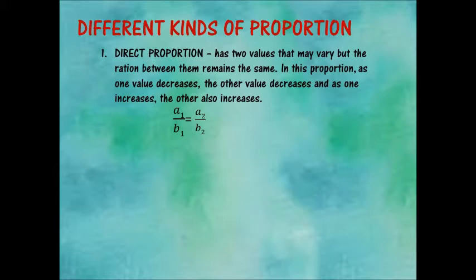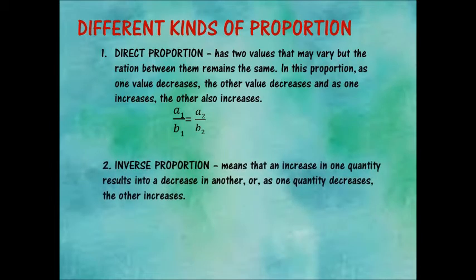Ibig sabihin lang, kung yung isang variable natin ay nagdi-decrease, yung isang variable pa doon sa given situation na yon ay nagdi-decrease. At kapag nag-increase yung isa, mag-i-increase din yung isa. So, ibig sabihin, yung two variables natin doon sa direct proportion ay sabay silang umaangat or sabay silang bumababa. Kung ano yung nangyayari doon sa isang variable o quantity, ganun din yung mangyayari doon sa isa pang quantity.